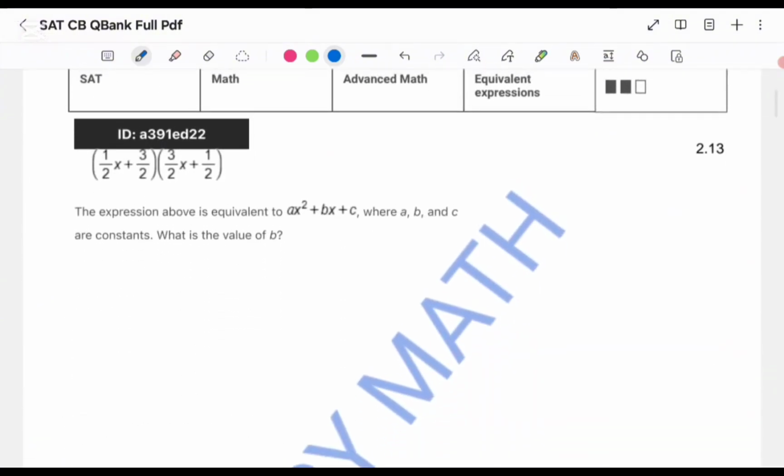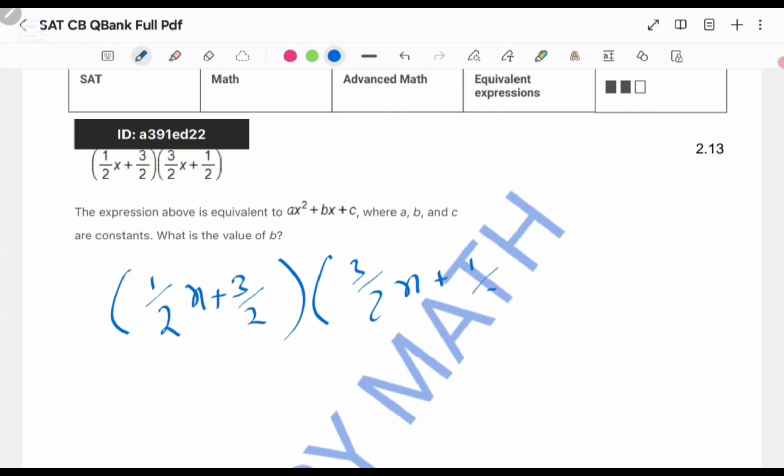Moving forward, we have this one here. The expression above is equivalent to this, where a, b, c are constants. What's the value of b? I can see that our expression in here is made up of two whole brackets, and they are getting the product of them, which means they're multiplying them to each other. So let's go ahead and do that as well. So if I say 1 over 2x plus 3 over 2 is whole multiplied by 3 over 2x plus half.